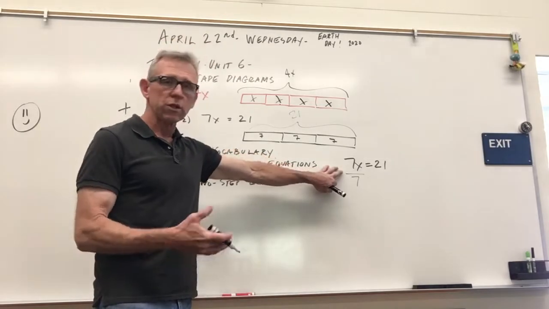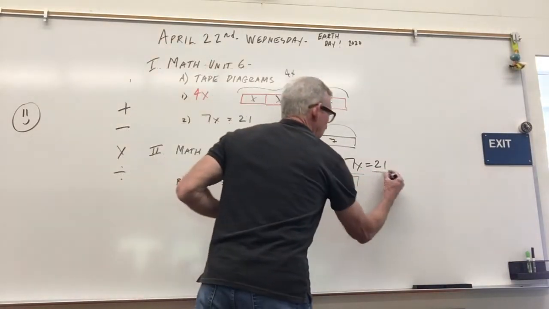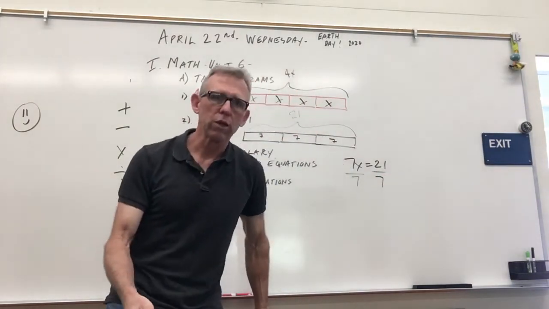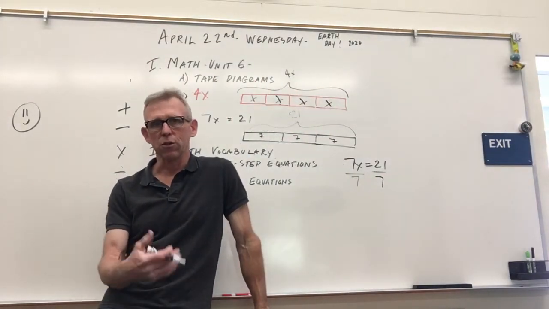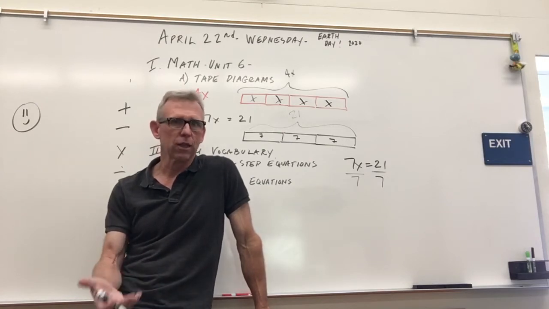If I divide one side of the equation by 7, I have to do the same thing to the other side. I know every single student watching this says, hey, I could figure out what that x is without doing that whole step. I know that that x is going to be 3.